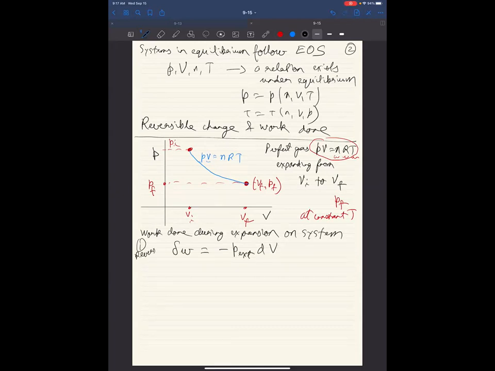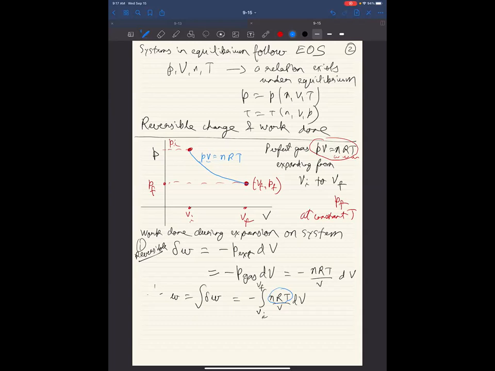Now, if the process is reversible, then what can we say about P external? It will always be equal to the pressure of the gas. We can use the equation of state. So in this case, minus P external dV becomes minus P gas dV. And since it's reversible, it's under equilibrium. Here we can use minus nRT by V dV. So we can calculate the net work done on the system as the integral of delta W, which is equal to minus integral from VI to VF of nRT by V dV. All of this is constant, remember, because it's an isothermal process.